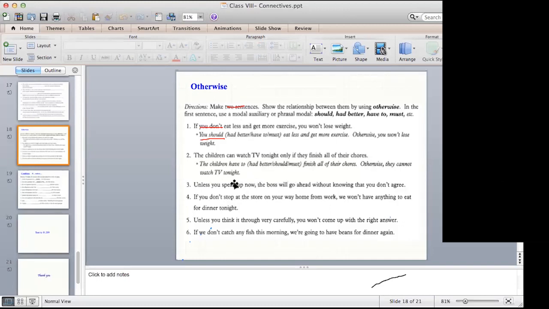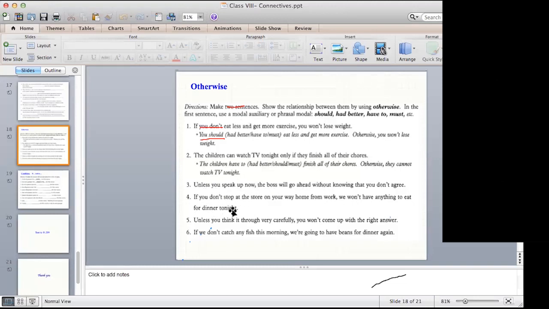Okay, next one, 4. If you don't stop at the store on your way home from work, we won't have anything to eat for dinner tonight. Okay, so it's conditional again. But we're going to do it by using otherwise and say, you have to stop. You must stop. Or you'd better stop. You should stop at the store on your way home from work. Full stop. Otherwise, capital O. Otherwise, comma, we won't have anything to eat for dinner tonight.